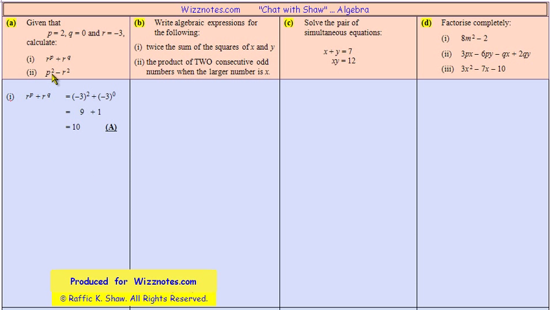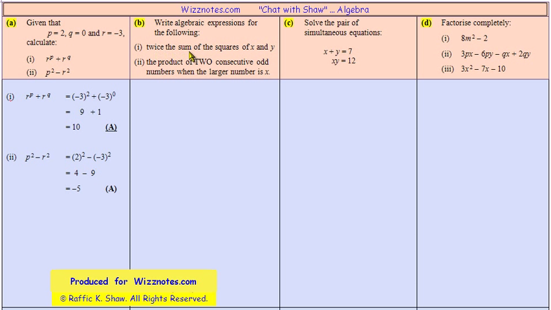Now part 2 is P squared minus R squared, and P squared minus R squared simply is going to be 2 squared, because P is 2, minus R squared, and R is -3. So 2 squared is going to be 4 minus (-3) squared, just like here, is going to be 9. So that is 4 minus 9, which is -5. 4 minus 9 is -5. So that's part A.